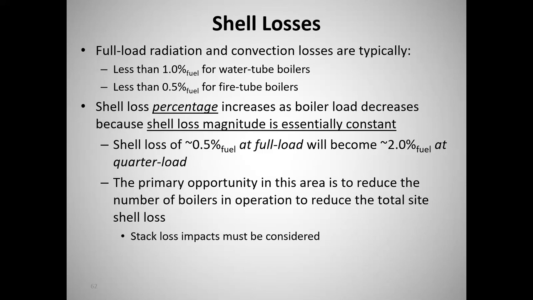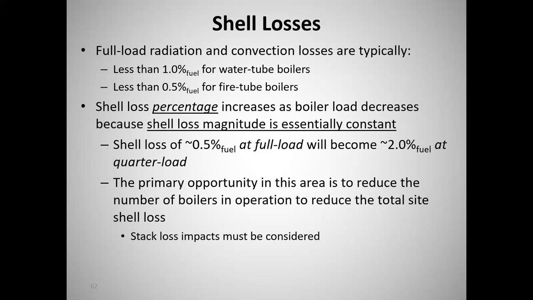Full load radiation convection losses are typically, and these are some more typical numbers, less than 1% of fuel input energy for water tube and less than 0.5% on fire tube. In general, for the same size of boiler, the fire tube has an advantage because the hot gases are embedded inside the tubes, whereas on the water tube boiler, the hot gases actually touch the shell. And so there's a much larger temperature difference to drive heat out of the water tube boiler.